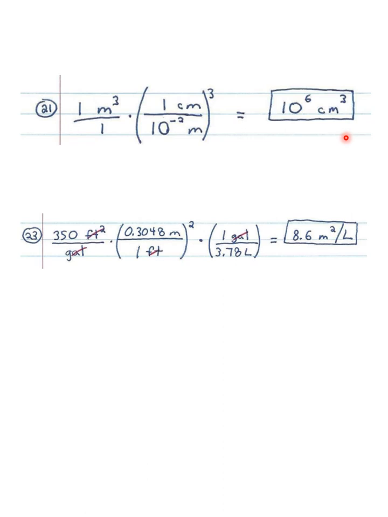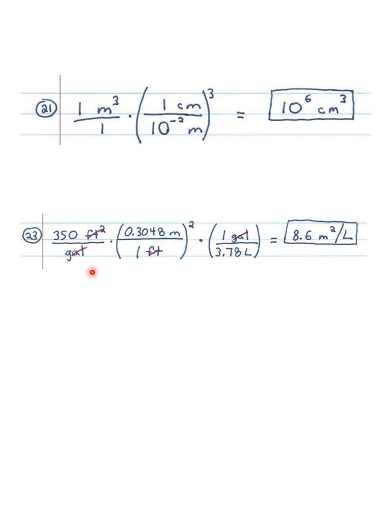Number 23 says a gallon of paint covers 350 square feet. What is its coverage in square meters per liter? So let's think about the given information. It says a gallon covers 350 square feet. And ultimately, it's asking for coverage in terms of area per volume. So let's set up the given information in that format.